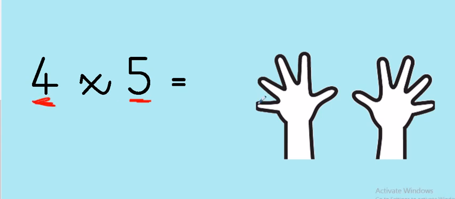Have a look. 5, 10, 15, 20. I've counted in fives 1, 2, 3, 4 times, and I got the same answer of 20. Can you see that was much quicker? I used my fingers to count up in fives 4 times. Tick or check.